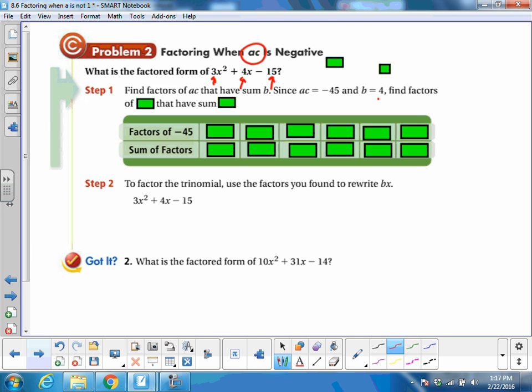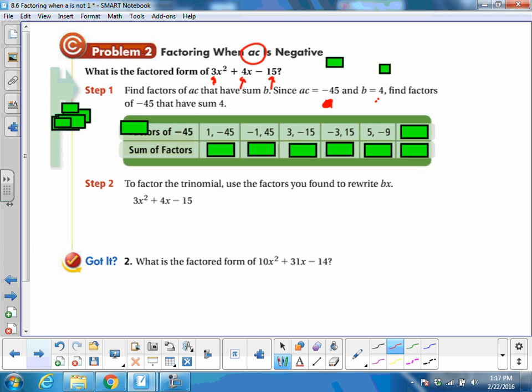That tells us if AC is negative, so the product of the two is negative, one of them is going to be negative, one of them is going to be positive, and it looks like the bigger factor of 45 is going to be the positive number. Let's see what happens. So factors of negative 45 that have the sum of 4. So I'm looking through my list here. One's positive, one's negative. Which one's going to get us that the sum of them is 4?